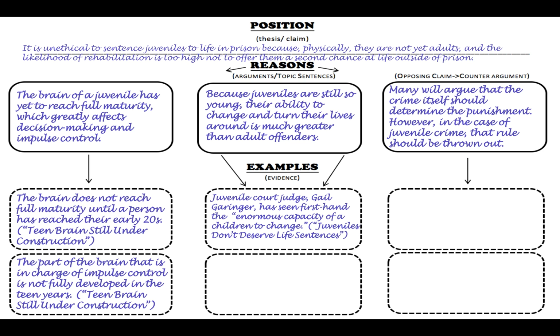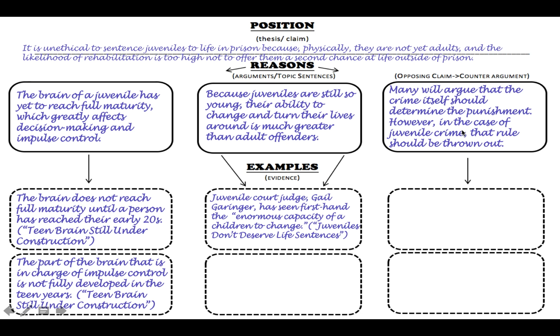put the person in jail forever. Okay? And so I have not put evidence down here just because I think you guys are getting the idea. But of course, whatever evidence you have, okay, you don't want to reuse that evidence. You want to pull out new evidence that helps you point to and prove this claim or counter argument. That in the case of juvenile crime, that rule should be thrown out. So evidence here to prove this point right here.